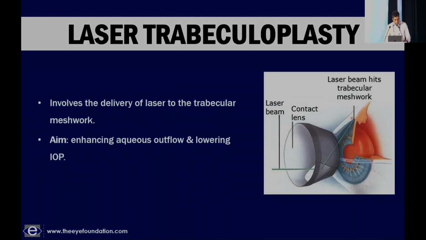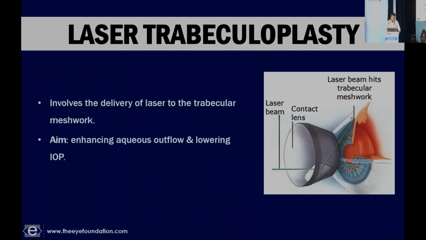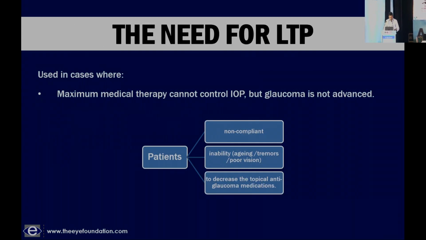Laser trabeculoplasty involves delivery of laser to the trabecular meshwork, which results in either mechanical or biochemical changes at the trabecular meshwork, resulting in improved outflow and reduced IOP. It is primarily used in cases where maximum medical therapy cannot control intraocular pressures to target level, or the glaucoma is not that advanced. It's primarily used in patients who are non-compliant with the medication or have inability to apply medication, either because of aging, poor vision, or tremors, and also to decrease the load of topical medications which are used.